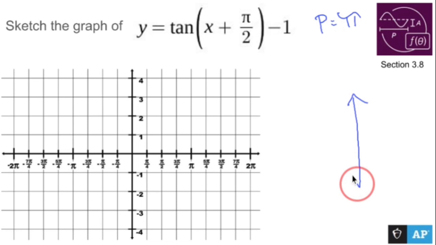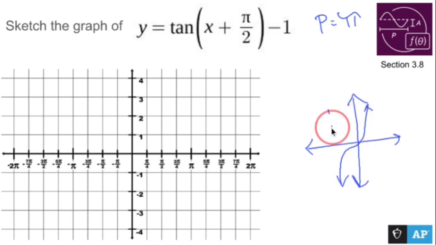Normally, what a tangent looks like is it goes through 0, 0, if I knew how to draw, and then has vertical asymptotes at pi over 2 and negative pi over 2, right? And then you would see a continuation at 3 pi over 2 or negative 3 pi over 2, and so on.